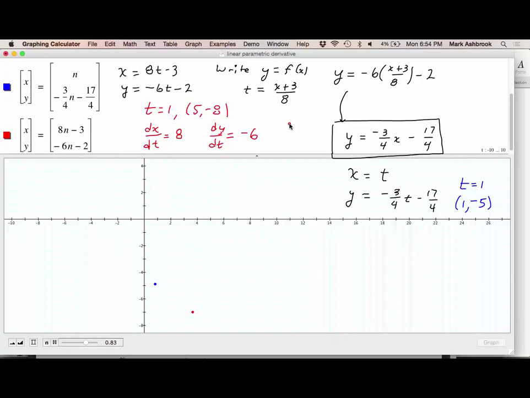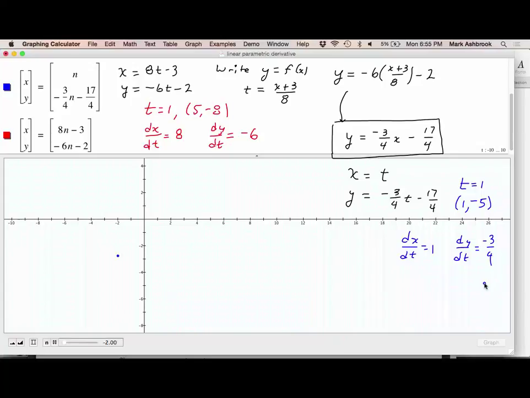Now for the blue function, let's do dx dt and dy dt. dx dt is 1. dy dt is negative 3/4. Look at what's happening as I increase t the same for both functions. How is the blue graph being traced out? For a change in t, I get the same change in x, and I get 3/4 of a decrease of that change in y. But for the red graph, for a change in t, I get a change in x of 8, and a change in y of negative 6.